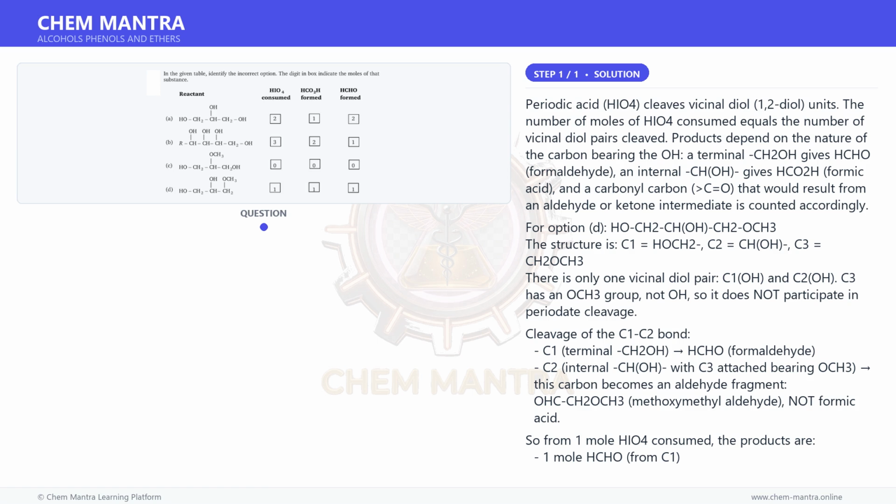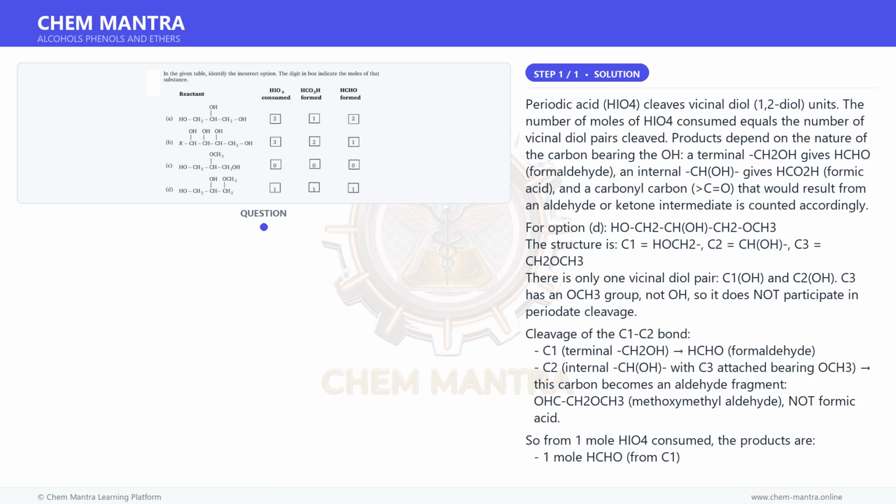C1, terminal CH2OH, gives HCHO, formaldehyde. C2, internal CH(OH), with C3 attached bearing OCH3, becomes an aldehyde fragment, OHC-CH2OCH3, methoxymethyl aldehyde, not formic acid. So from 1 mole of HIO4 consumed, the products are 1 mole of HCHO from C1 and 1 mole of OHC-CH2OCH3 from the C2-C3 fragment, which is not HCO2H.